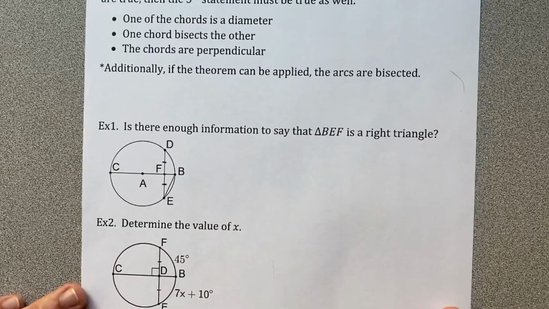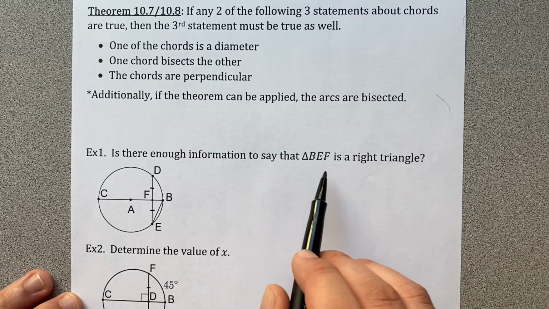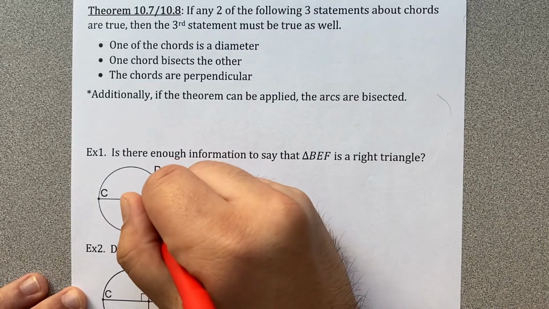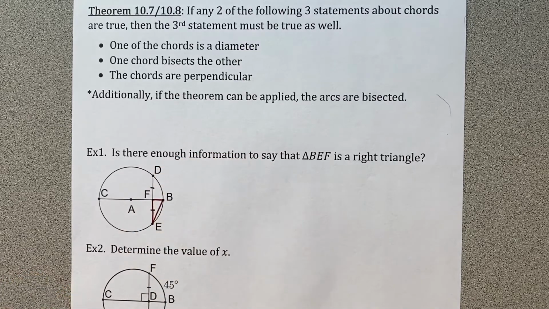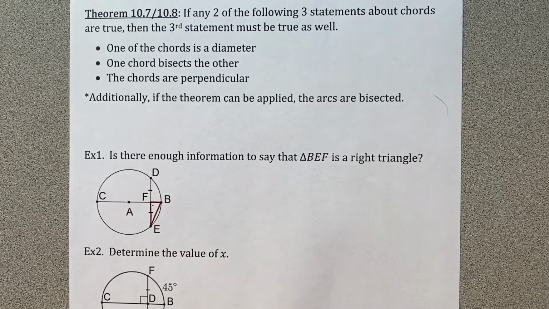If I look at example number 1, it asks, is there enough information to say that triangle BEF is a right triangle? So right off the bat, I see that triangle BEF is this triangle right here. If I want to show that this is a right triangle, I need to show that angle BFE, this one right here, is a 90-degree angle. This is where theorem 10.7, 10.8 comes in.